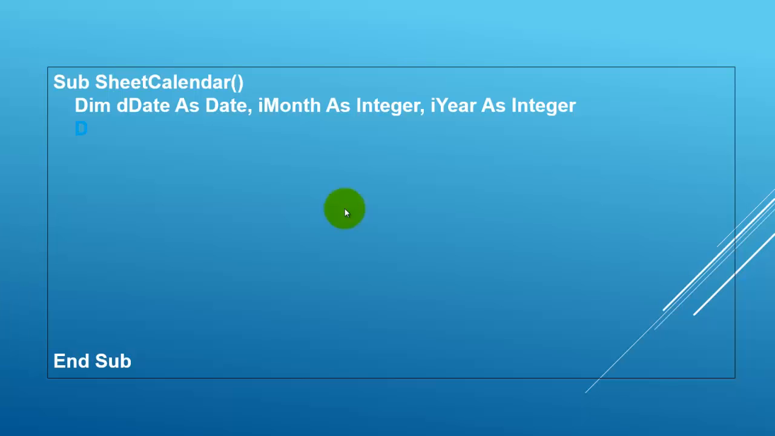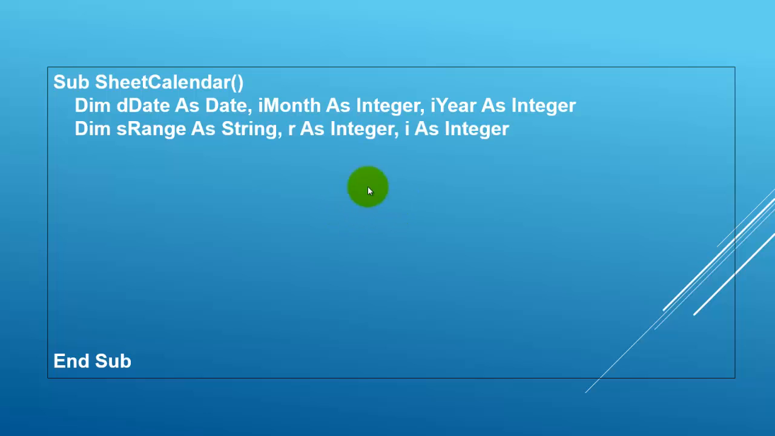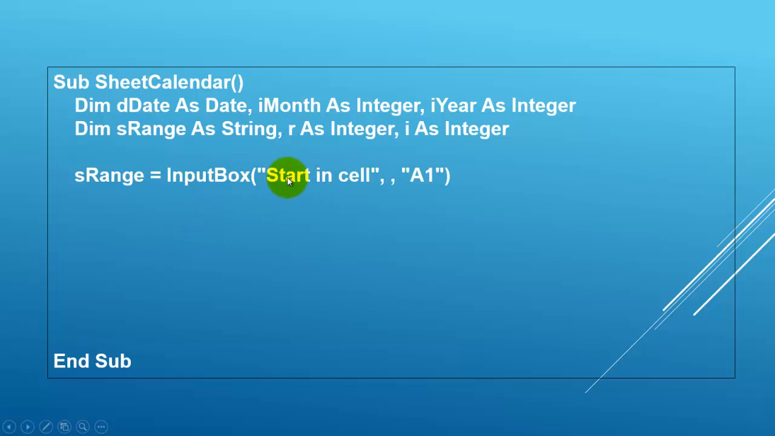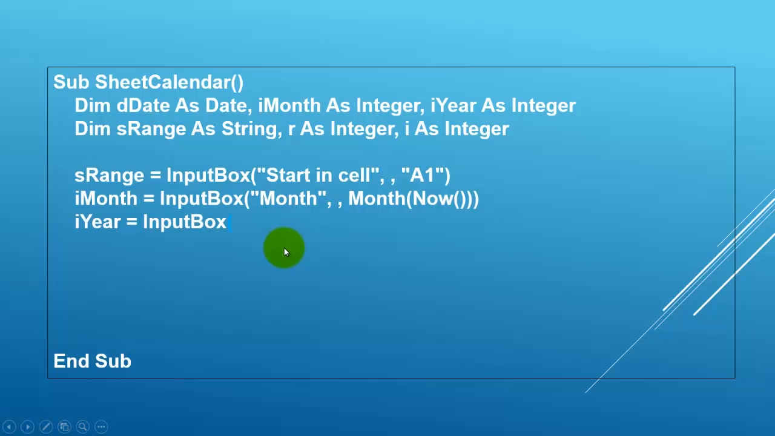We need some variables again. The new one is sRange. We are going to store in a string in which cell do you want to start. And we ask with an input box, user, where do you want to start? In cell A1, for instance? Okay, then sRange is going to be A1. Ask the month they want, the year they want.